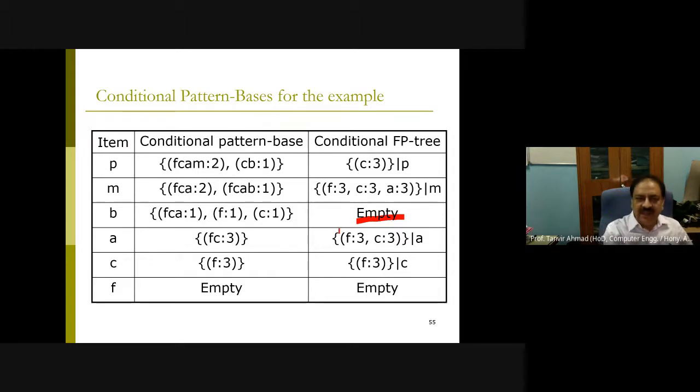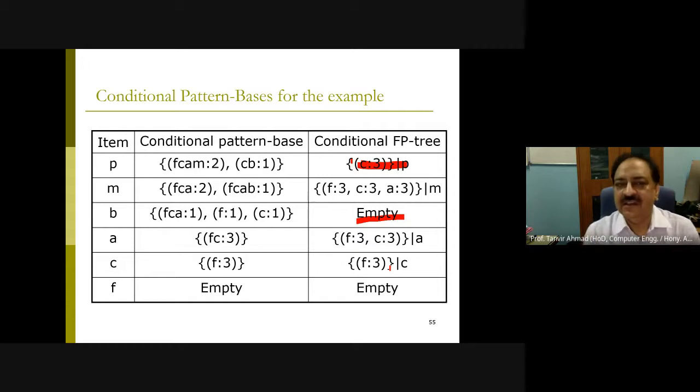And now from here you can generate all the frequent patterns. कौन कौन frequent pattern आया? It is so simple. यहाँ से आया CP. यहाँ से आया FM, AM, CM, FCM, CAM and FAM. यहाँ से आया FA और CA और FCA. यहाँ से आया FC. Then you generate all those from here only.